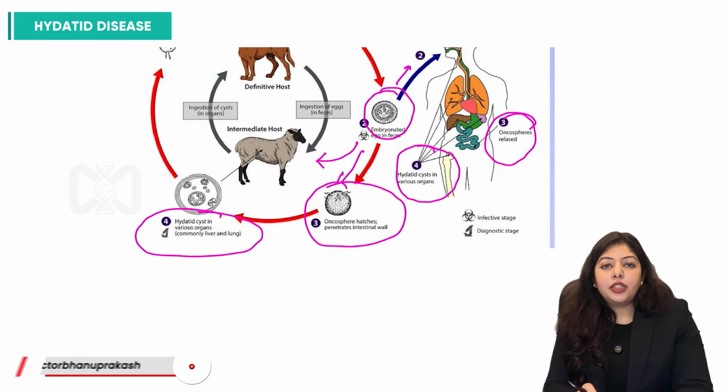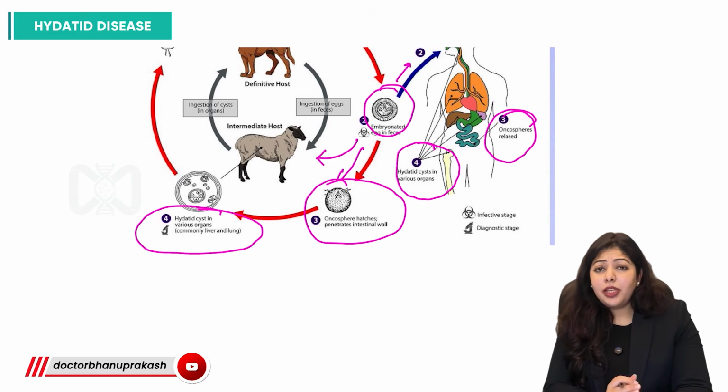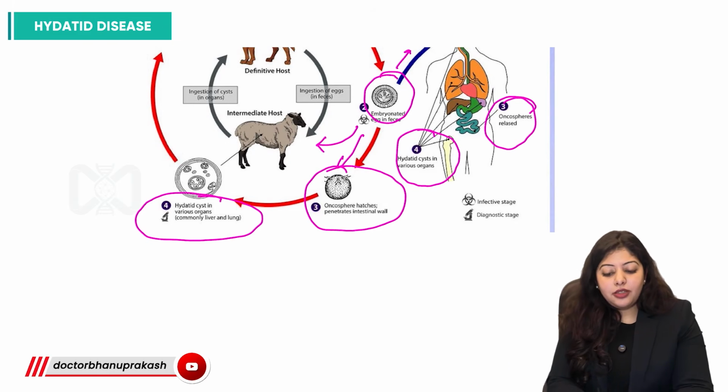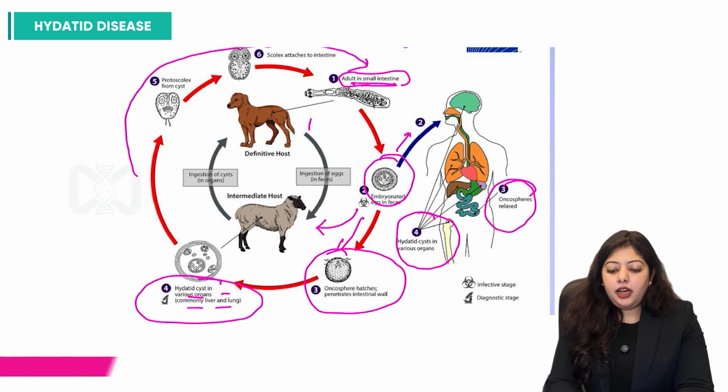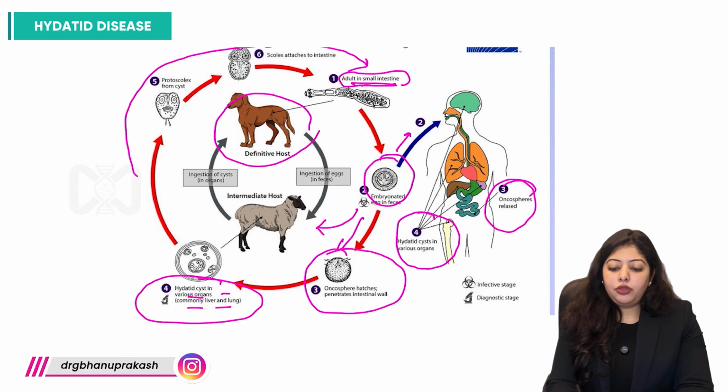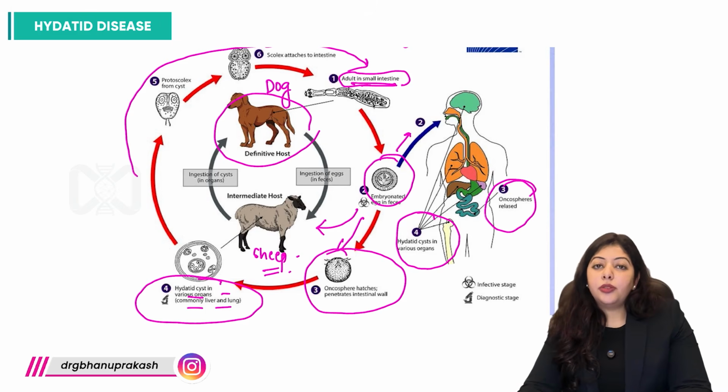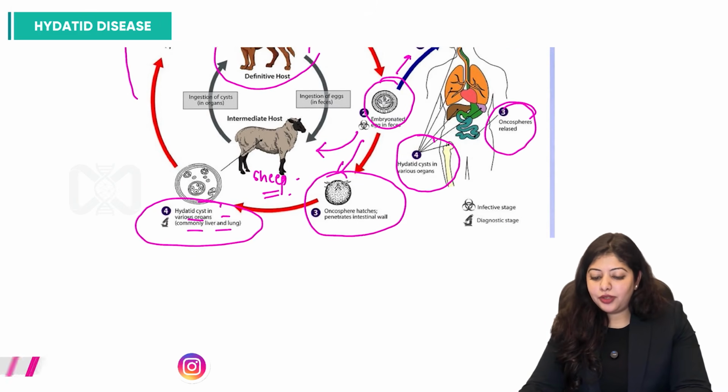So all of this is occurring consecutively. The same cycle continues in the sheep and the humans. Hydatid cysts are also going to form in the sheep, and these cysts will ultimately lead to the formation of adult worms in the definitive host, the dog. So the dog is the definitive host, and this is the sheep. This makes us understand the whole cycle, what all takes place, right?